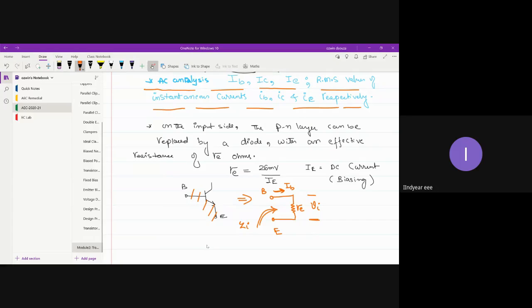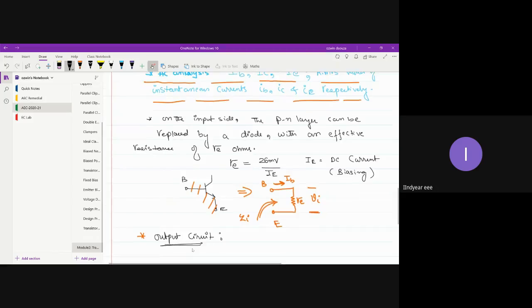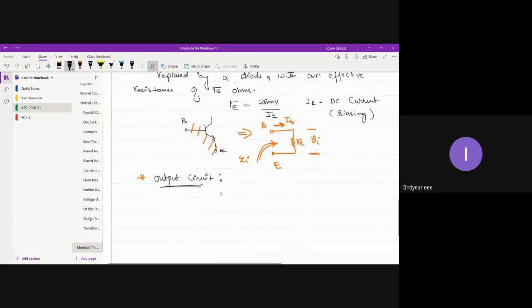Okay, fine. So that's about your input circuit. Next, let us talk about the output circuit. Now in the output circuit, we have output current I naught as IC. Now this IC can be given as beta times IB.